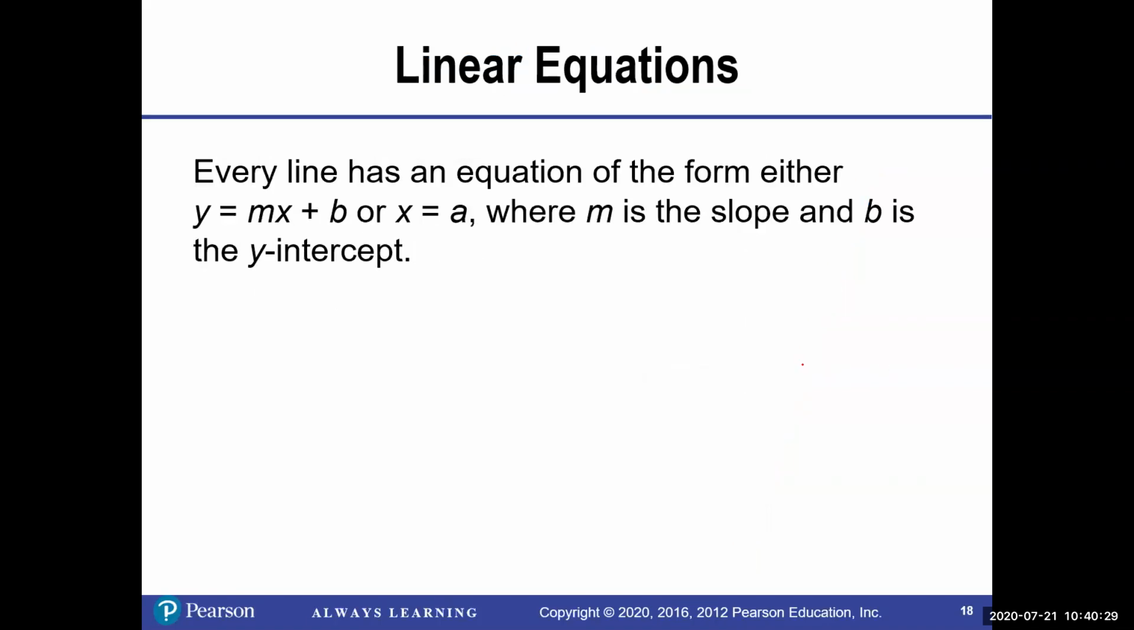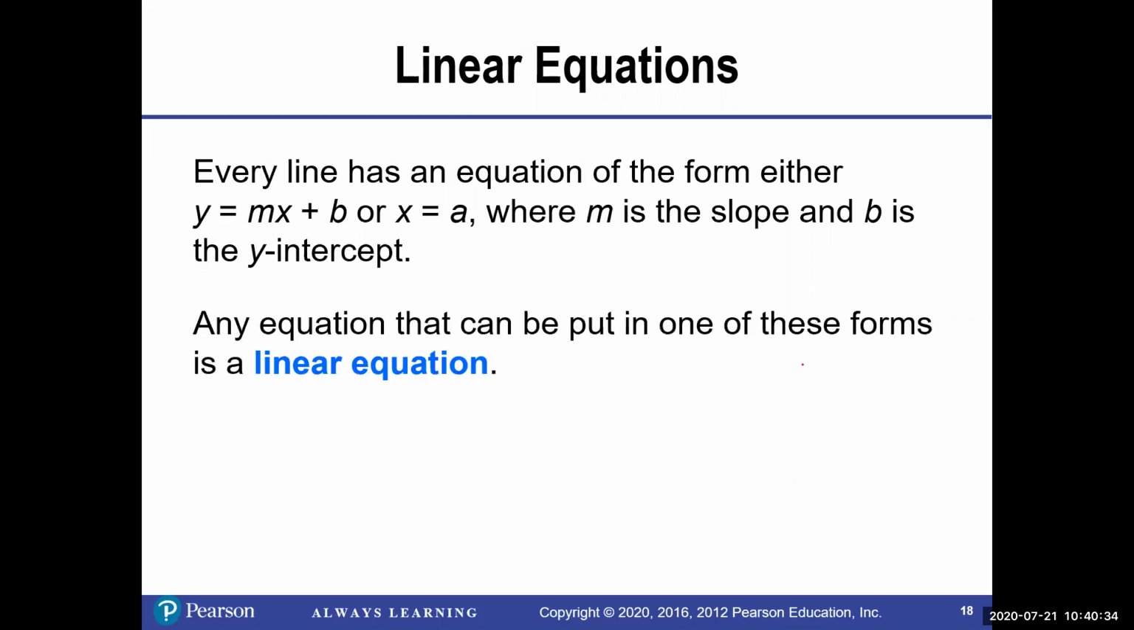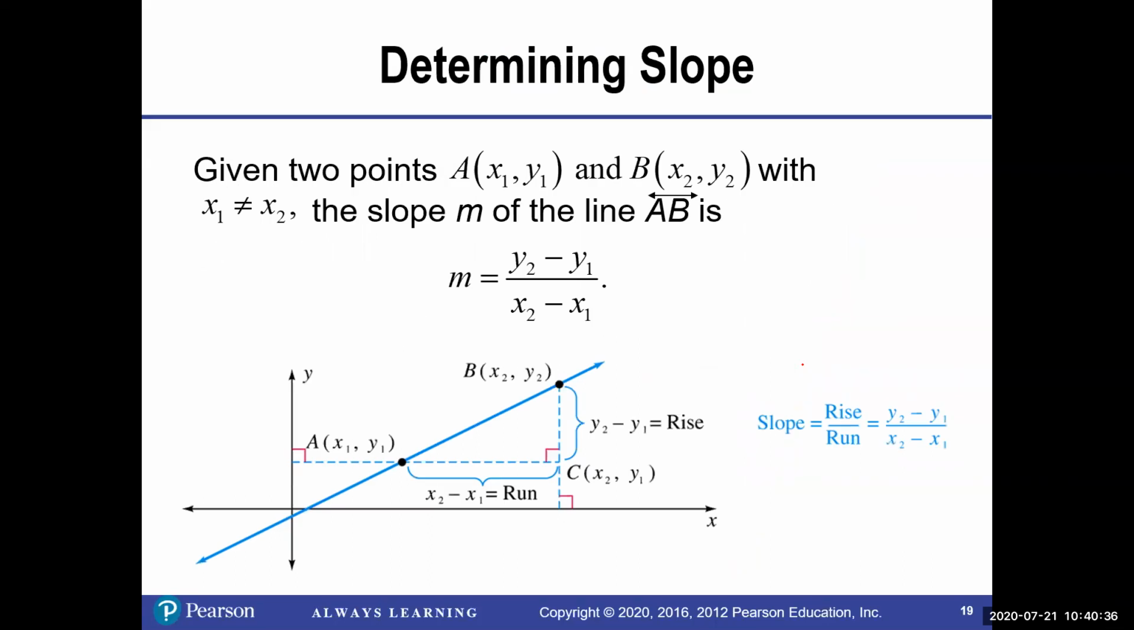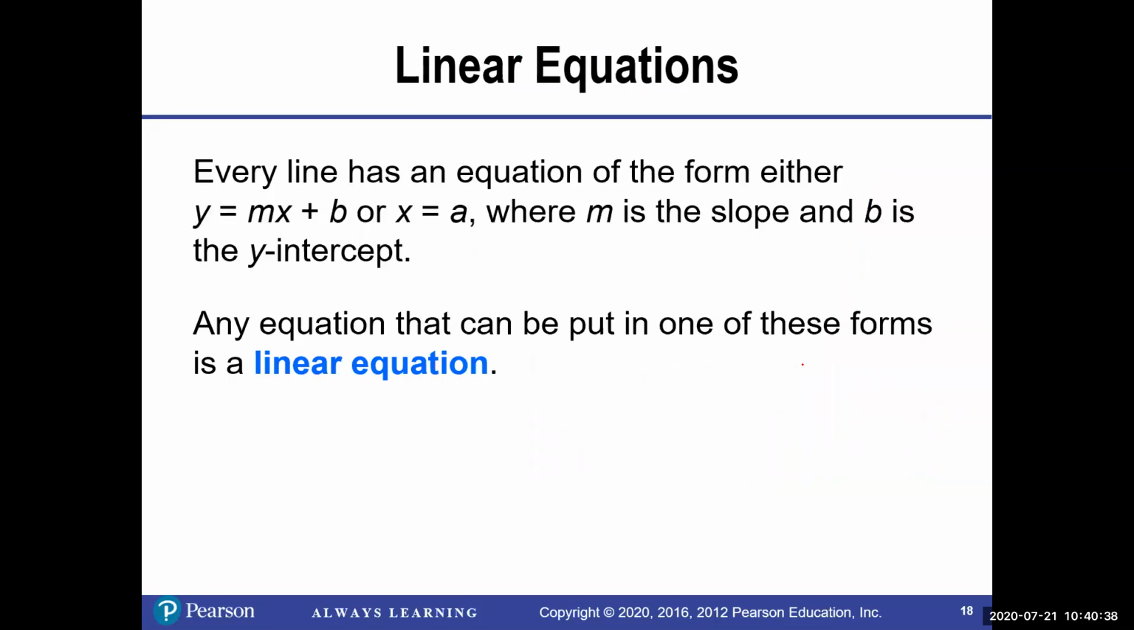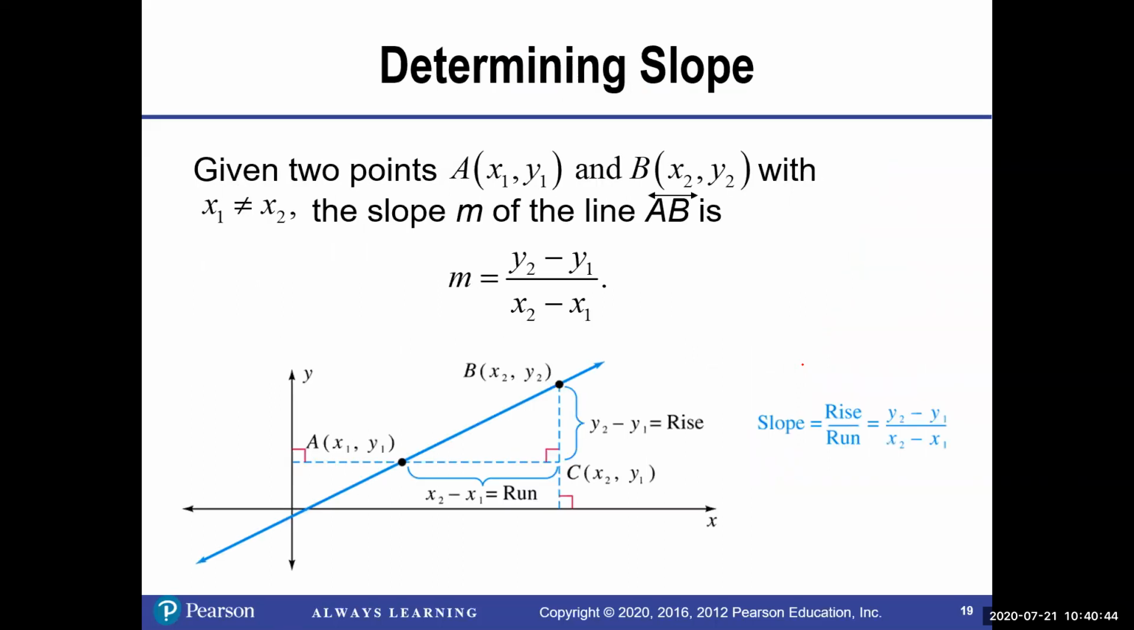So every line has an equation of the form y is equal to mx plus b, right, where m is the slope. Y is equal to mx plus b is our linear equation. Now, let's talk about how you can find the slope given a pair of coordinates.